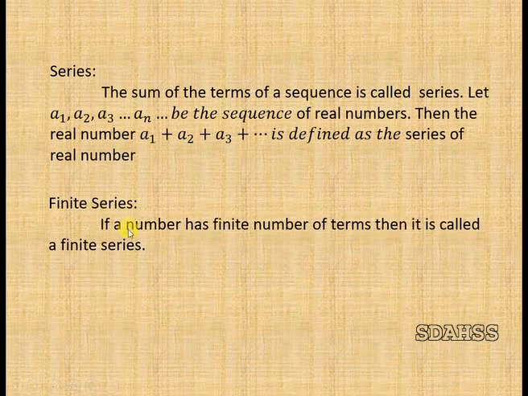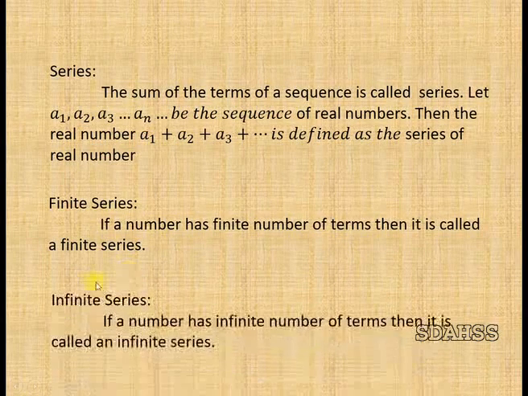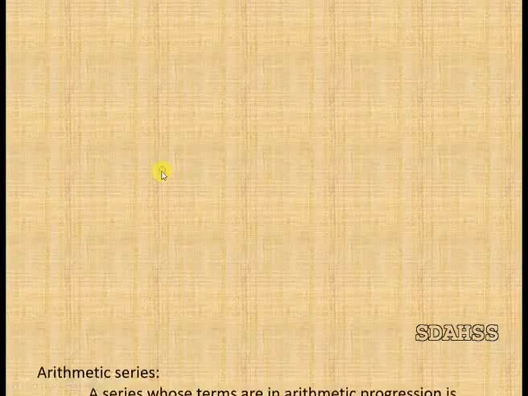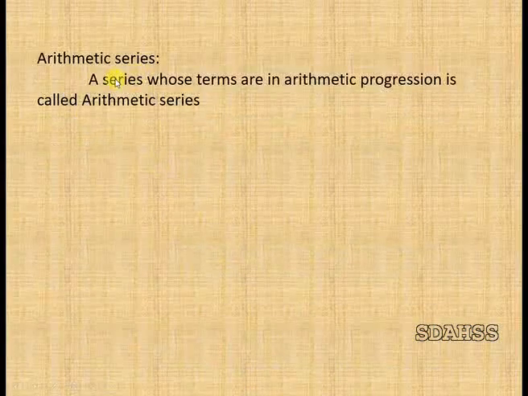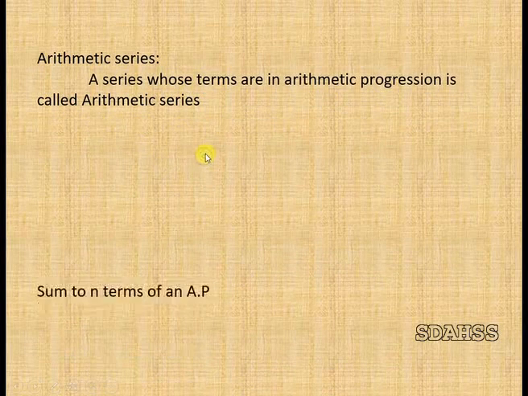Finite series. If a series has a finite number of terms, then it is called a finite series. Infinite series. If a series has an infinite number of terms, then it is called an infinite series. Arithmetic series. A series whose terms are in arithmetic progression is called arithmetic series.